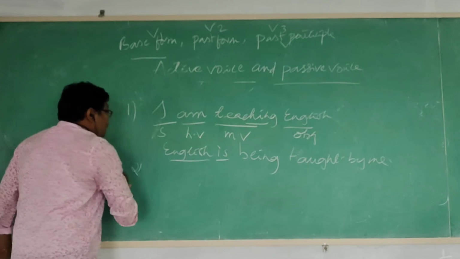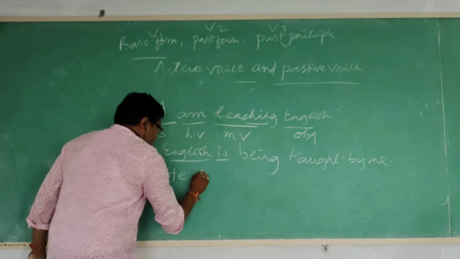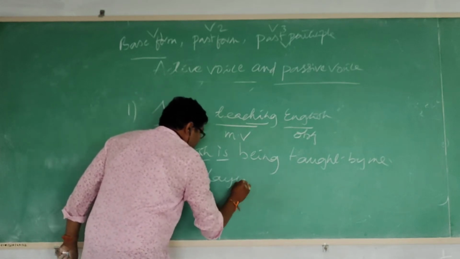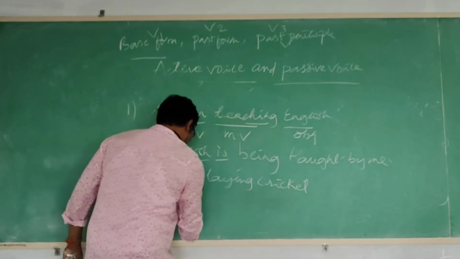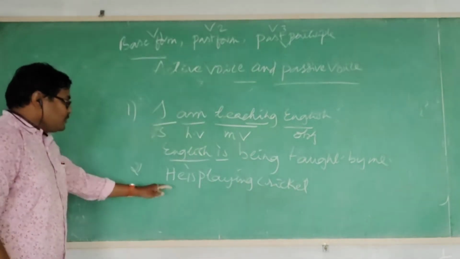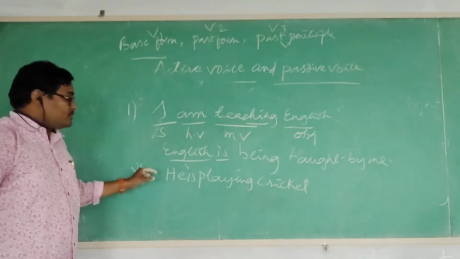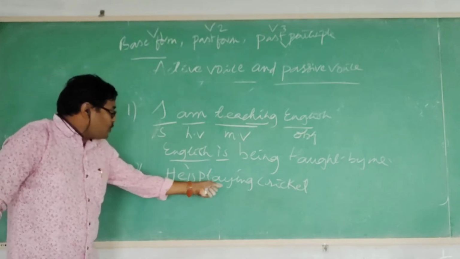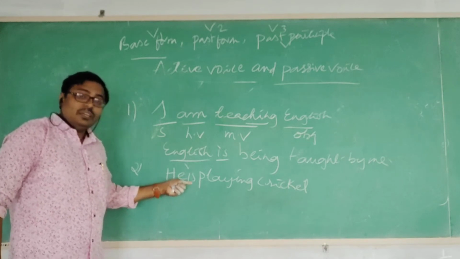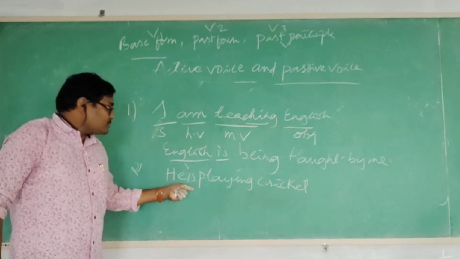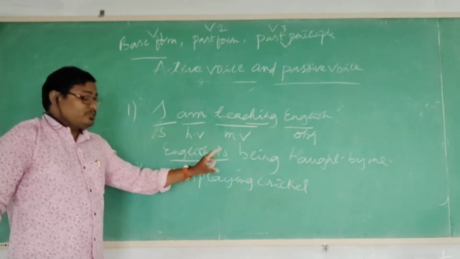Next one is: he is playing cricket. We can see this sentence is also in present continuous tense, because we can see the ing form, and is, the helping verb in present continuous tense. That's why we can say that the sentence is in present continuous tense.